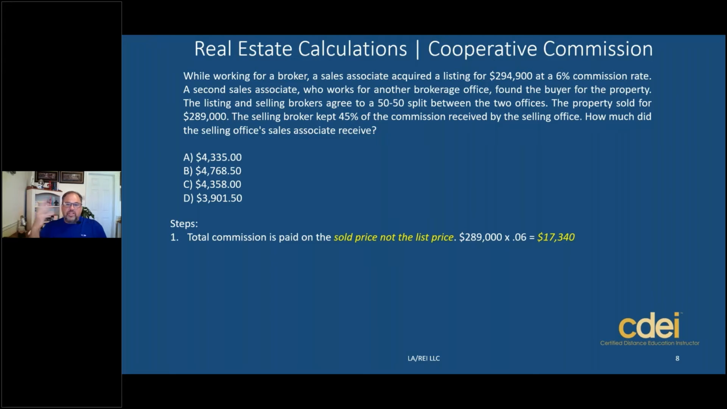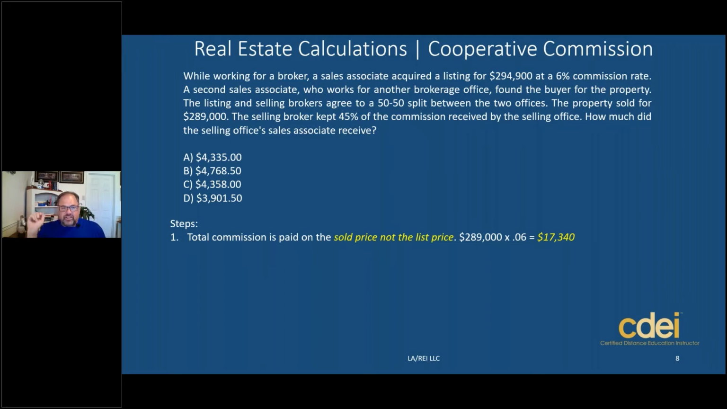So the list price is there just for whatever reason. Again, test writers put a bunch of numbers in there to see if the student will grab that number and calculate it. And you'd be surprised, they'll use that list price number to calculate this problem. But you don't use the list price. You've got to use the sold price to calculate the commission, what the property sold for. So you're never paid on list price. And in this case, it's $289,000.